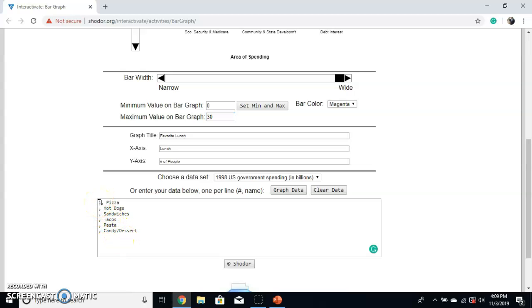So 10 people said pizza. 8 people said hot dogs. 3 people said sandwiches. 5 people said tacos. 3 people said pasta. And 3 people said candy and dessert.